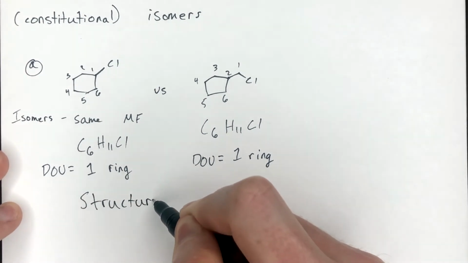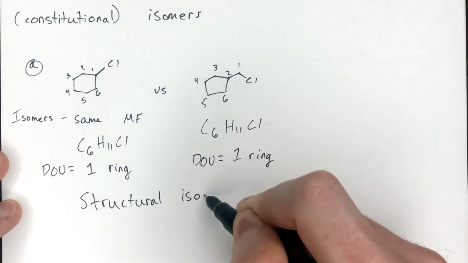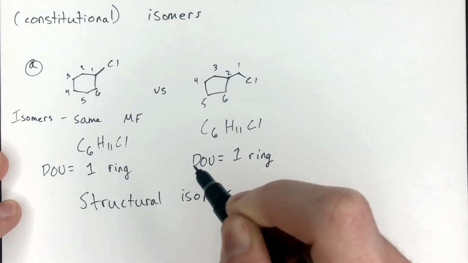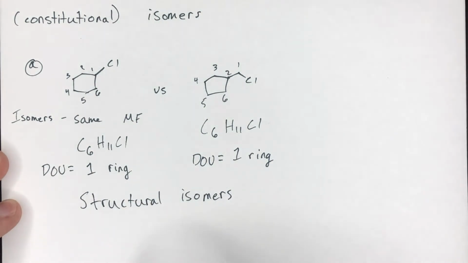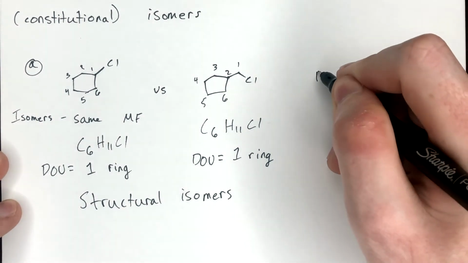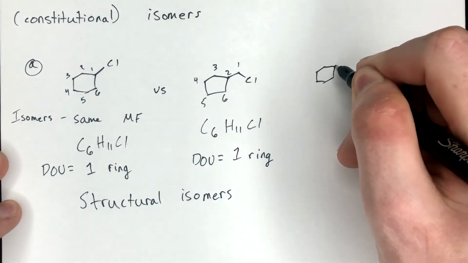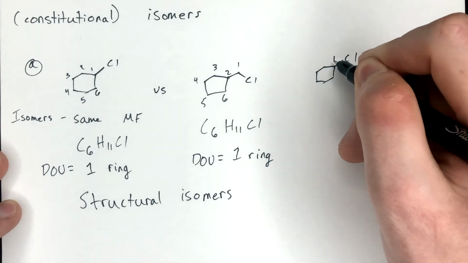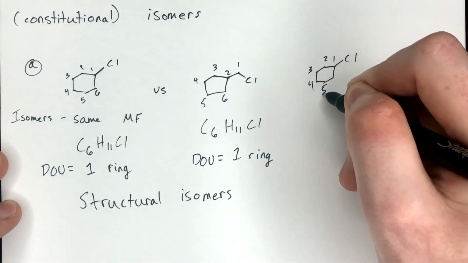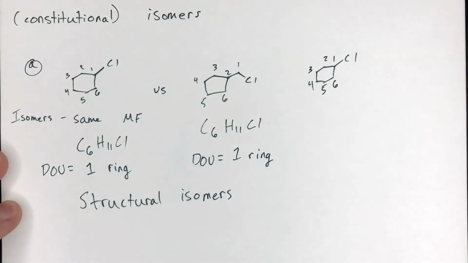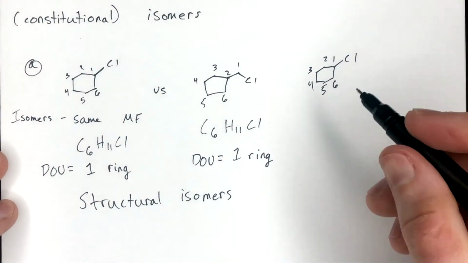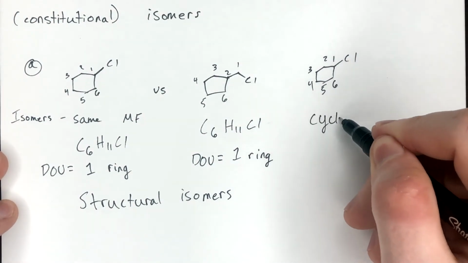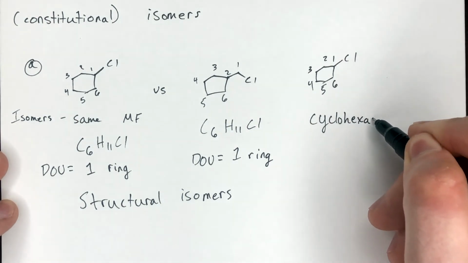Now you could have checked the IUPAC naming system as well. So for this, the longest chain is the 6-membered ring. So let me redraw it over here just to give some space. So the longest chain is the 6-membered ring. All right, so that is cyclohexane.